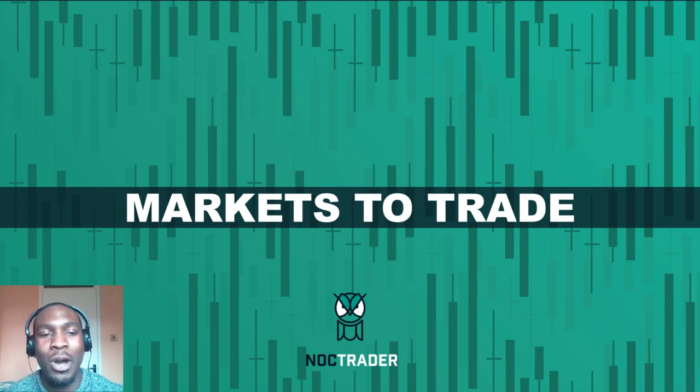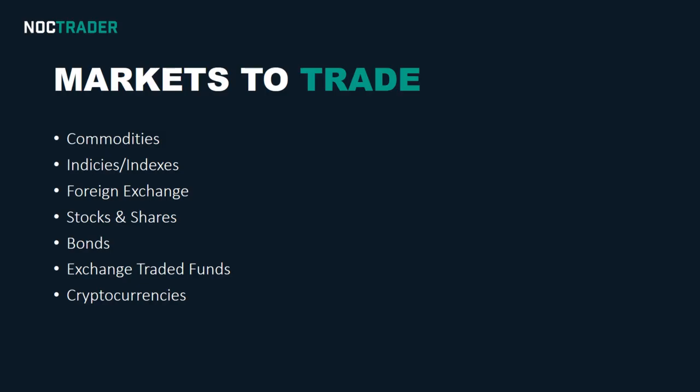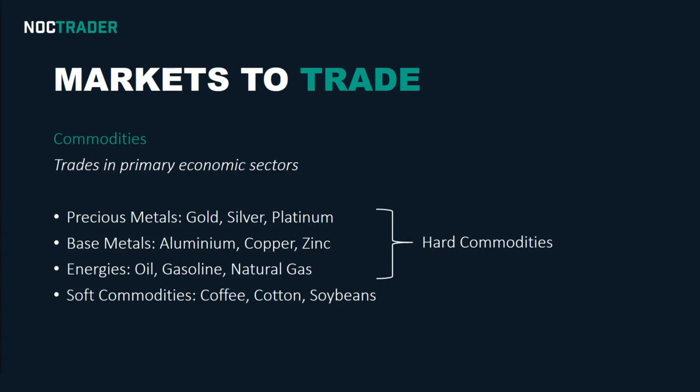And here we're on part 2 of the Trading 101 10-part series. In this video I'm going to be talking to you about all the different types of market that's available for us to trade. So these are 7 markets available for us to trade. We've got commodities, indices or indexes, foreign exchange, stocks and shares, bonds, ETFs and cryptocurrencies.